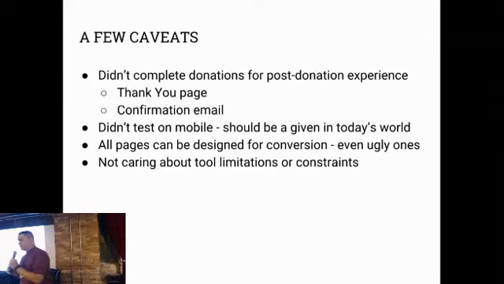Also, all pages should be designed or optimized for conversion. Even if you have a real ugly page, you can still optimize it for conversion. And I didn't care a lick about what your tool limitations were. I'm sympathetic, but at the same time, I don't care. All right, so here we go.